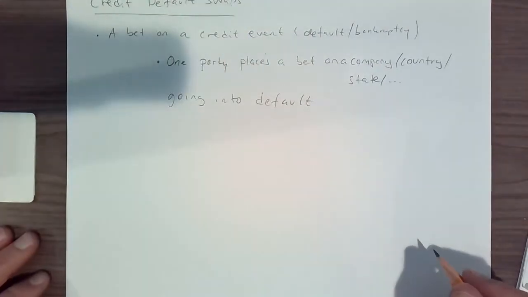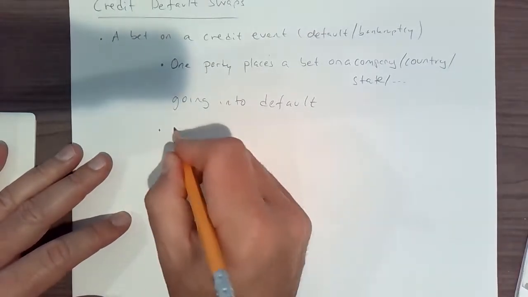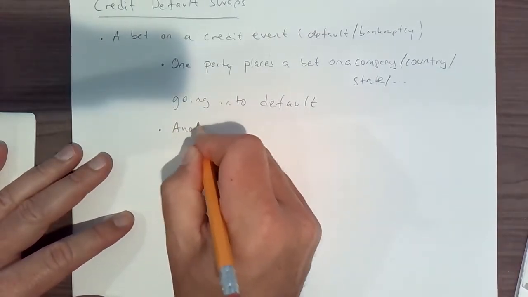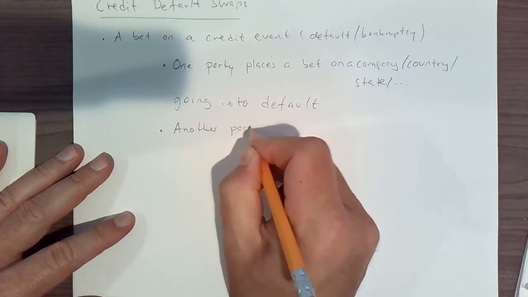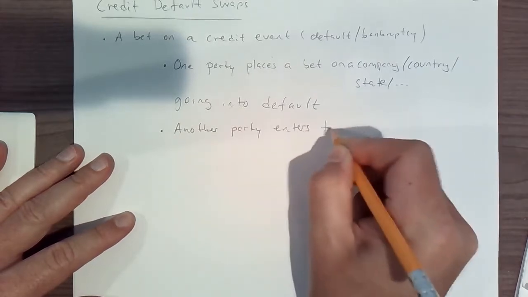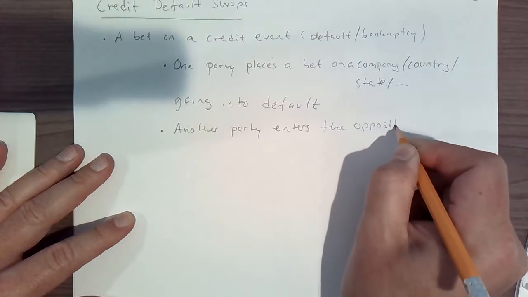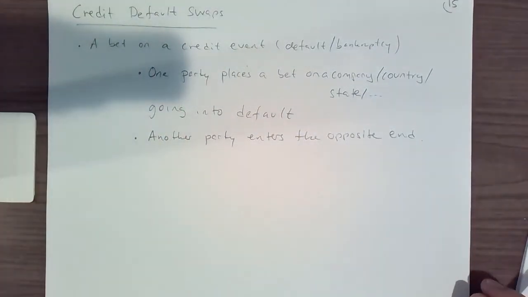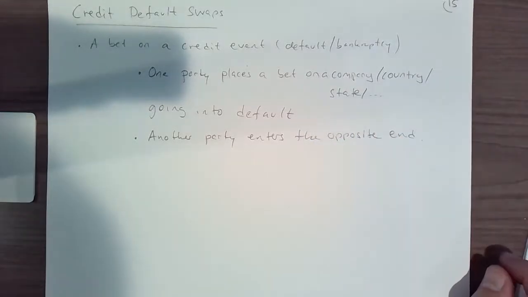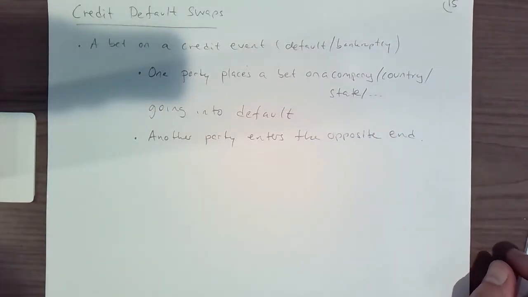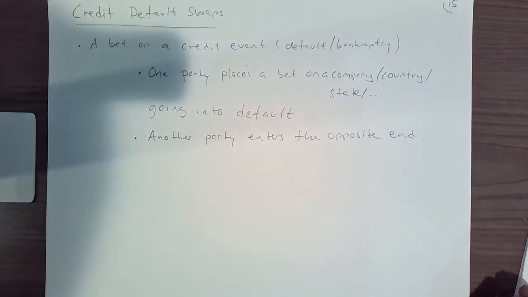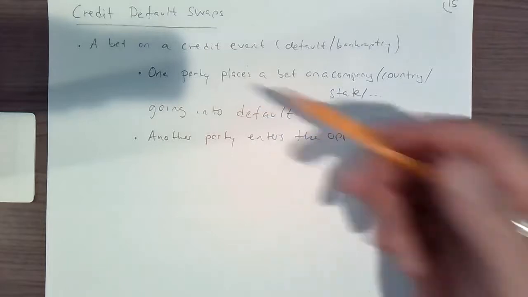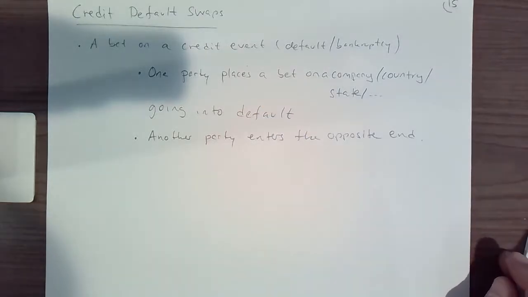So one party places a bet, and another party, the counterparty, enters the opposite. One party says, I want money if Pennsylvania, the state PA, defaults. And the other party says, okay, I'll give you money if PA defaults. And then of course, in return, there's going to be a fee. That's the mechanism of credit default swaps.